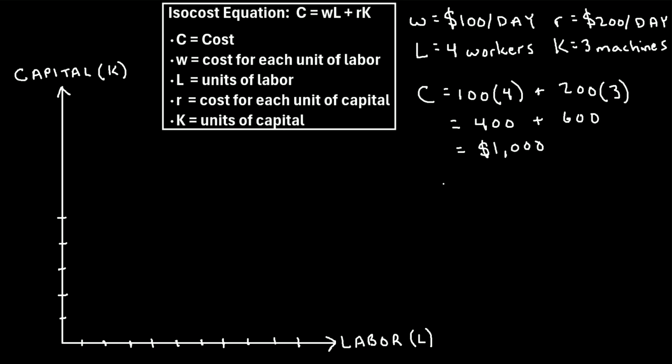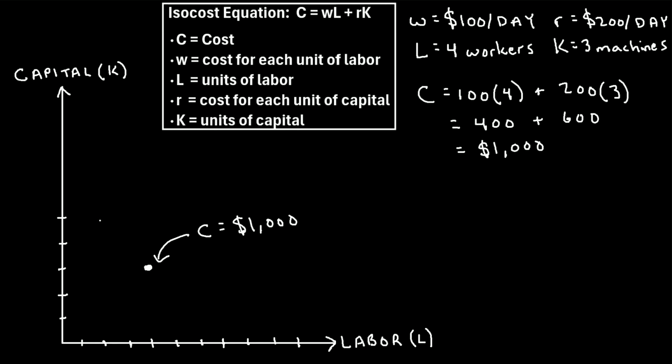If we were to plot this on a graph, let's say we create a graph where the y-axis shows the units of capital and the x-axis shows the units of labor. We're using 4 units of labor, so that's 1, 2, 3, 4, and 3 units of capital, so 3 machines. That's right about here. At this point, our cost, C, is equal to $1,000. Now we can draw an isocost line, a line that shows every combination of capital and labor that has the exact same cost.